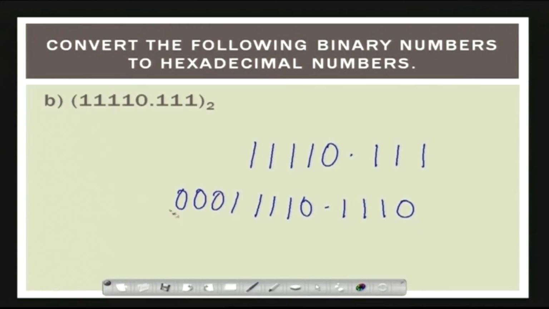So, the number that I will be getting will be, this represents a 1, whereas this represents 8 plus 4 plus 2, which is nothing but 12 plus 2 is 14, and 14 is represented as E in the hexadecimal number system, and this is again 8, 4 and 2, which represents again 14. So, what I get is 1E.E. So, this is the conversion of this binary number into a hexadecimal number.